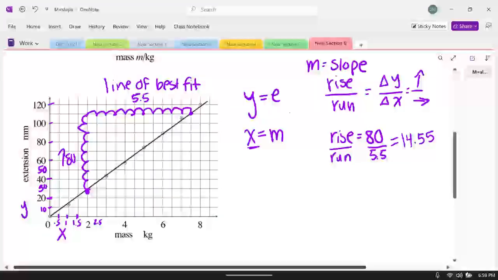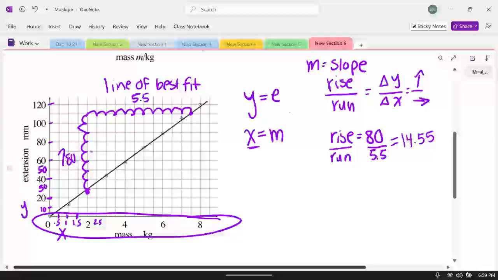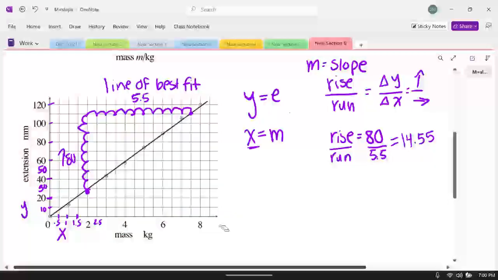And again, it's really tempting to count by ones, but we can't count by ones anymore when our x and y don't increase by the same amounts. These increase by different amounts. So we actually have to count by how much each line equals. So we have a slope of 14.55.